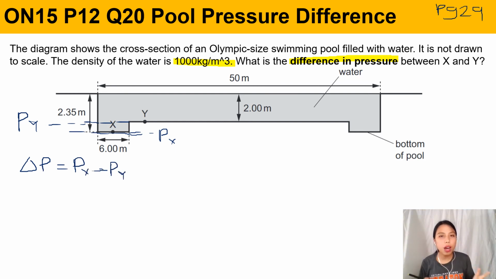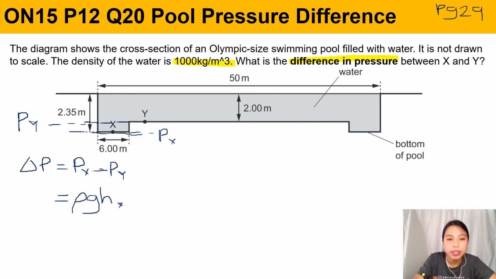So I'm going to show you the long way and I'm going to show you a shortcut. Actually, let's just go to the shortcut. Okay, so you want to find pressure difference. That's Px minus Py. So pressure at X will be rho g h x minus rho g h y. Okay, so far so good?